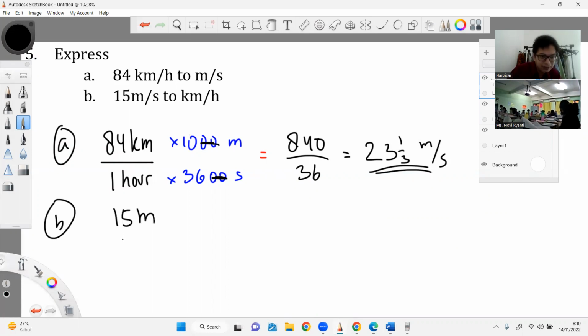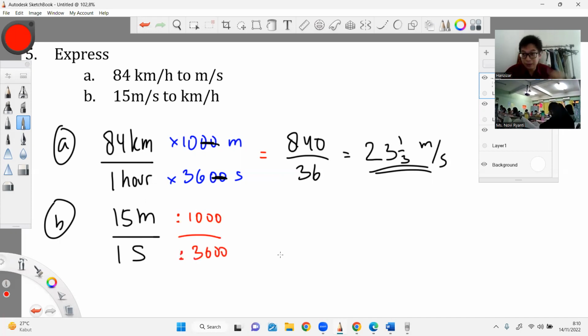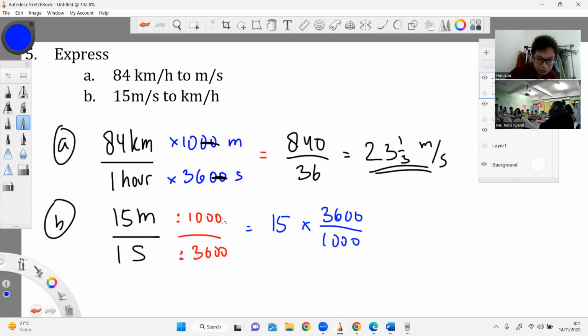15 meter, as always, over second means over 1 second. If you want to deal with meter to kilometer, you divide by 1000, right? And then you divide also by 3600. Why? Because we are dealing with the greater unit. Greater unit requires greater division. So you can simplify also 15, you multiply by 3600 over 1000. Just switch. You just switch this, right? Because this is divide, go down, divide, go up.